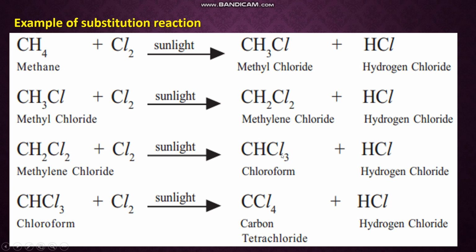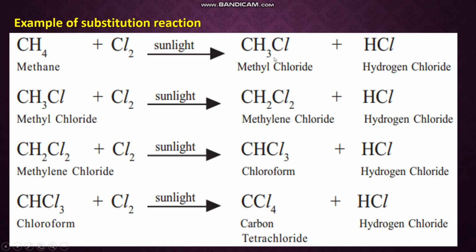Now again the reaction takes place. It continues till all the hydrogens are replaced by the chlorine. So this hydrogen also replaced by chlorine, we'll get CCl4. This hydrogen is replaced by chlorine. One more chlorine is added here. We'll get CCl4 plus HCl. This is called tetrachloromethane or carbon tetrachloride.